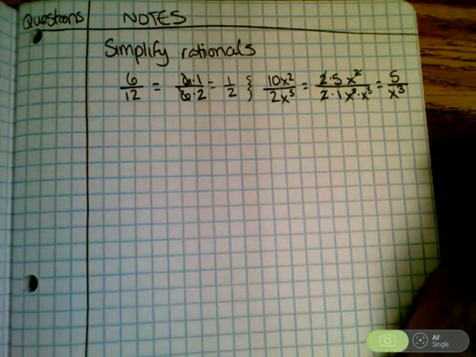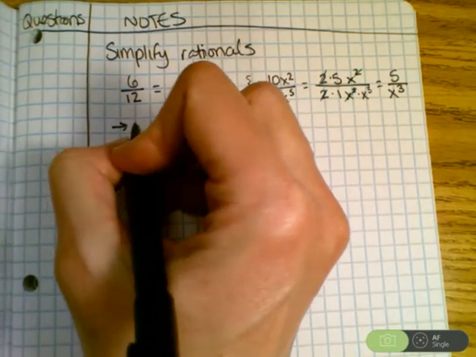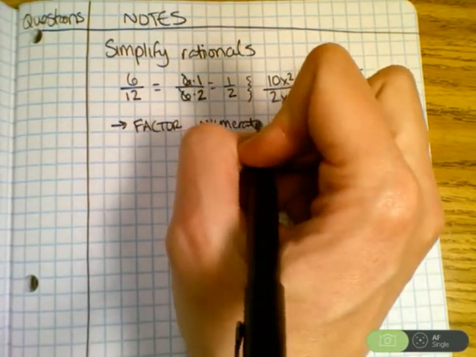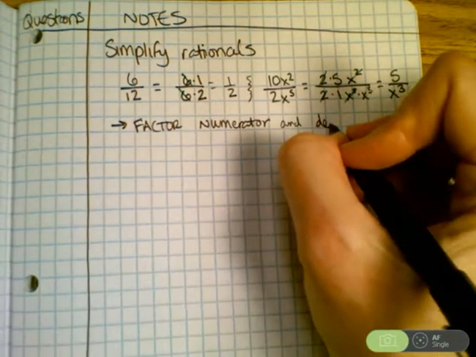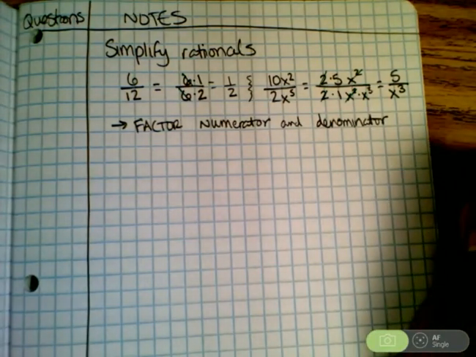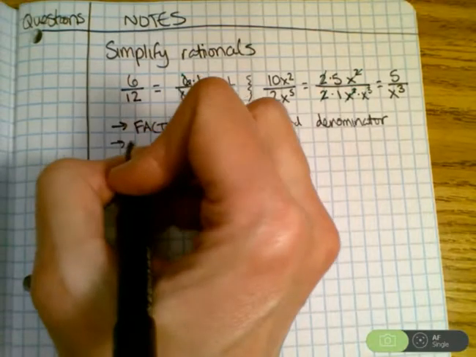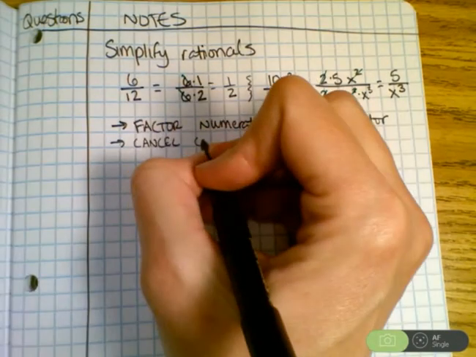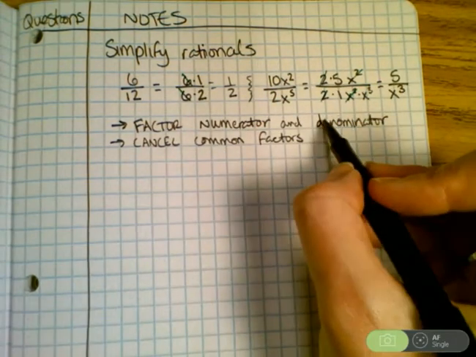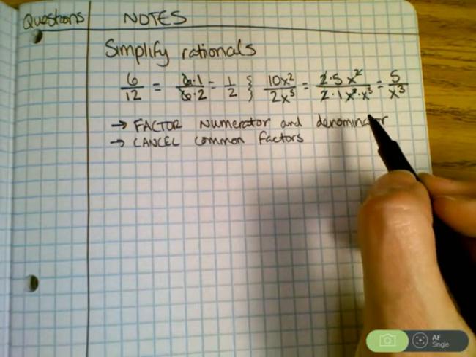When we simplify rational expressions, we're going to do the same thing. But the first thing we have to do is factor our numerator, that's the part on top, and our denominator, that's the part on the bottom. Numerator, denominator. Okay, and then once we do that, we cancel out common factors. We still need to keep those factors in mind because those are still going to give us excluded values from the denominator, but they'll just simplify our problem a little bit.